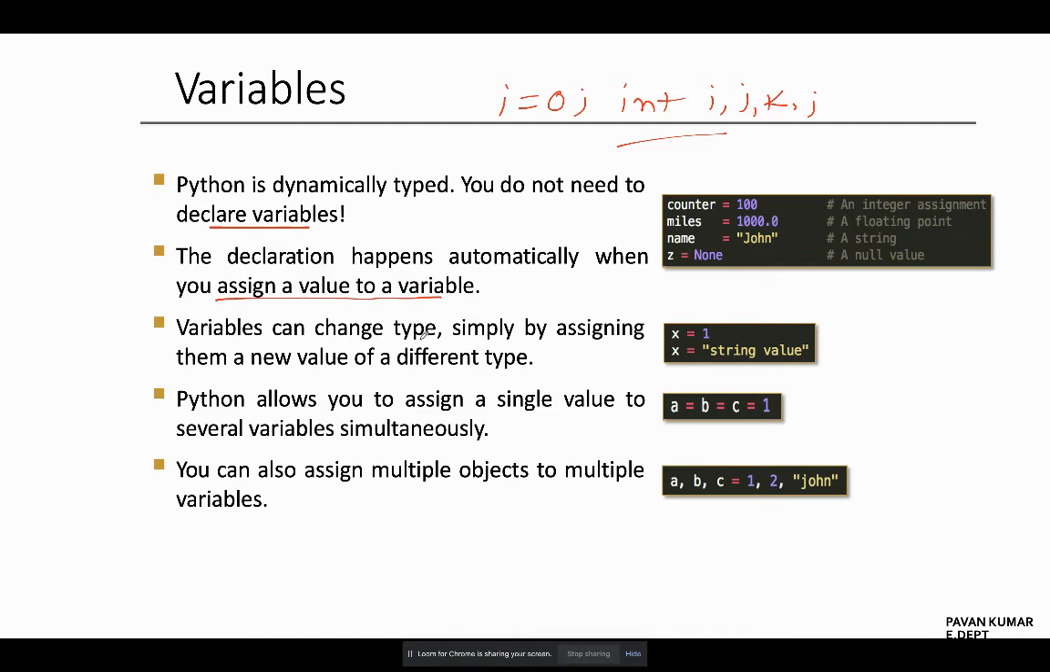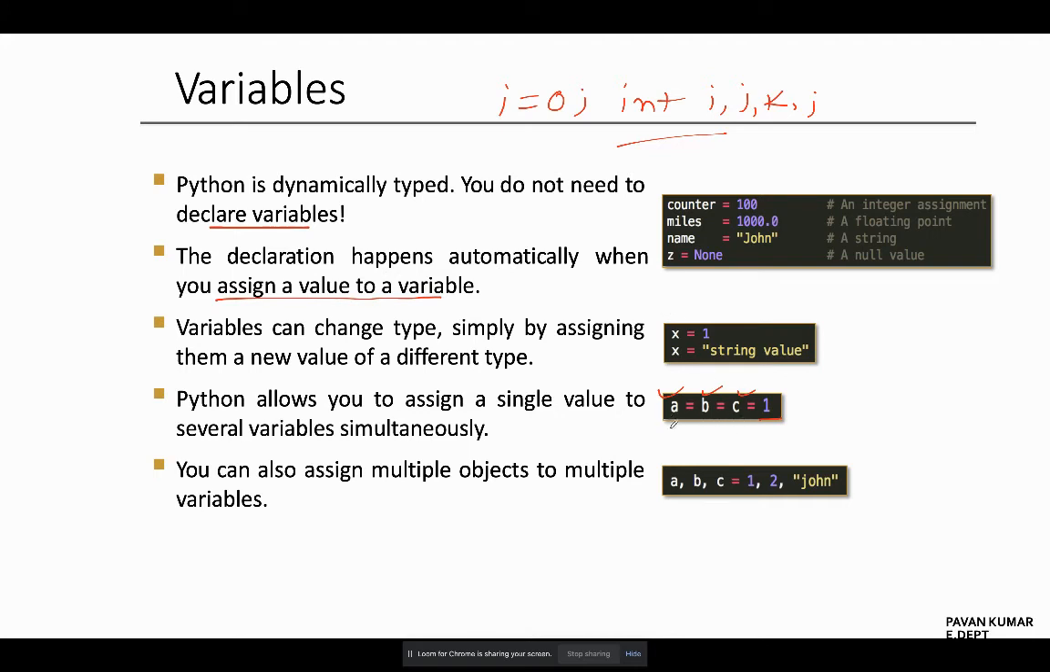Variables can change type simply by assigning them a new value of a different type. It can be a constant value, it can be a string value. Wherever you require, however many you require, you can declare your variables according to your requirement. Python allows you to assign a single value to several variables simultaneously. Like in C and C++ coding, we have to declare separately a value, b value, c value, and a constant value for them. But in Python, no need to worry about that.